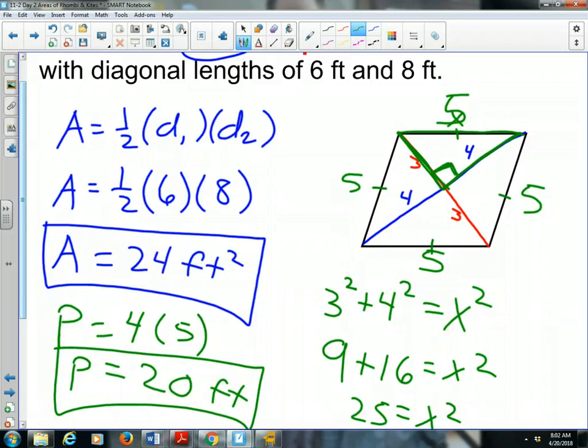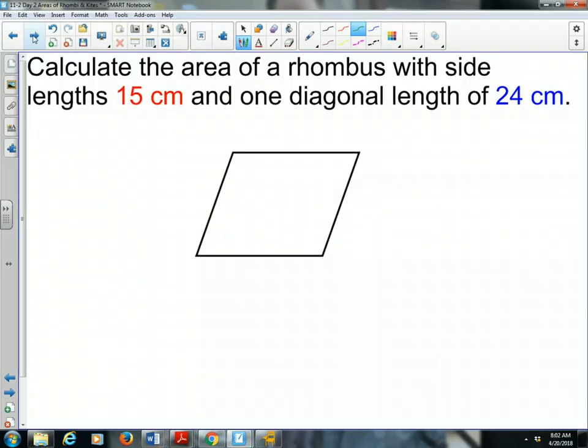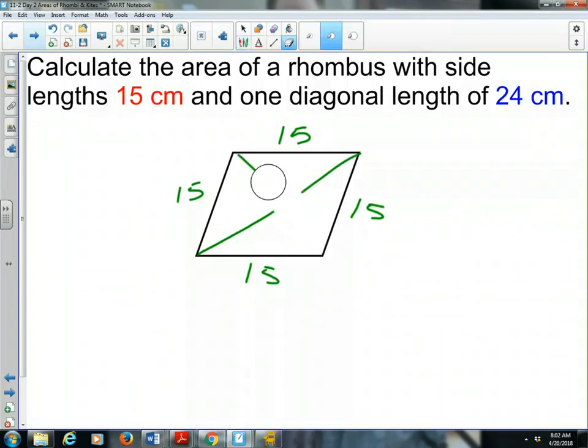So there is that rhombus. Let's take a look at this rhombus. This time it says calculate the area of a rhombus with side lengths of 15. So this time we know all of the sides are 15. And one of the diagonals is 24. So you could put it right here, you could put it right here, it doesn't really matter. I'll just put it right here.